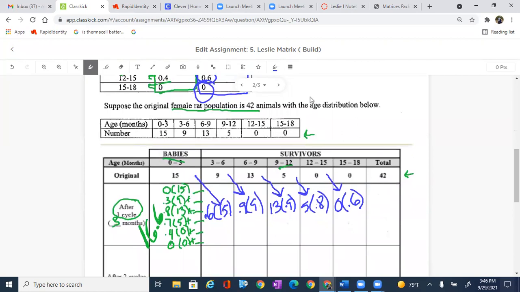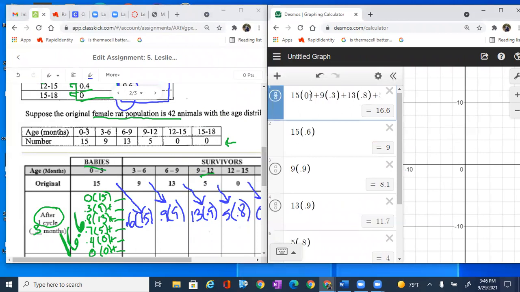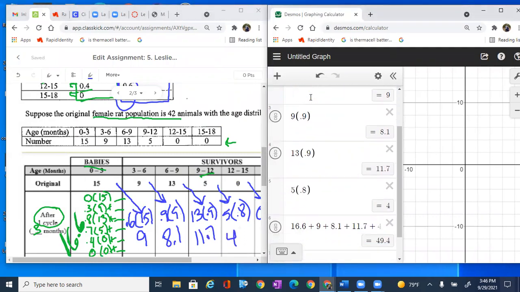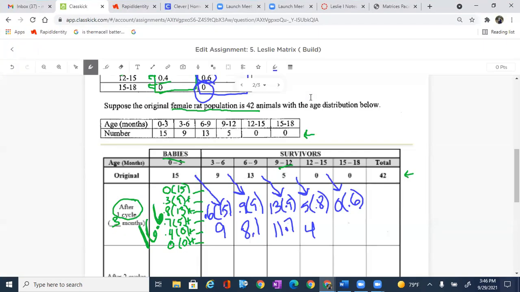Now, once we get here, we are simply going to multiply all the pieces. So 15 times 0.6 is 9. 9 times 0.9 is 8.1. And then 13 times 0.9 is 11.7. And 5 times 0.8 is 4. And then we look there. 0 times 0.6 is just 0.